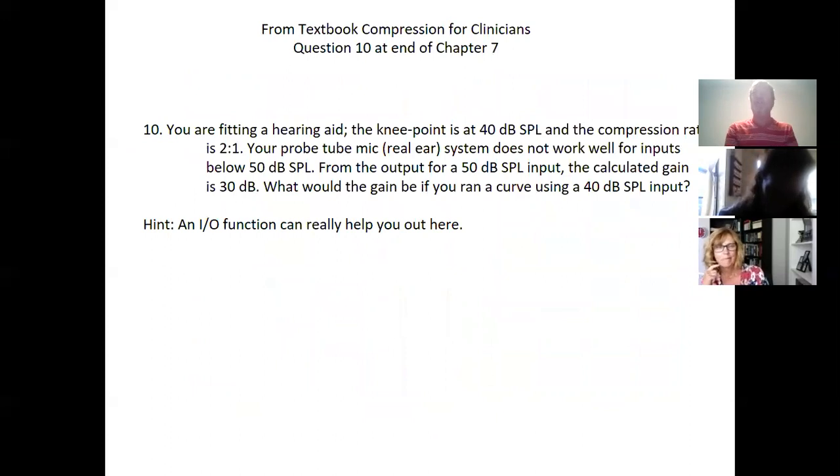Here's question 10, the last one. This is a trippy question. Have a read of this one. Have we taken a real ear measurement yet? Not me. Okay. Yeah. I'll just give you an idea of what real ear measurement does and what it is.